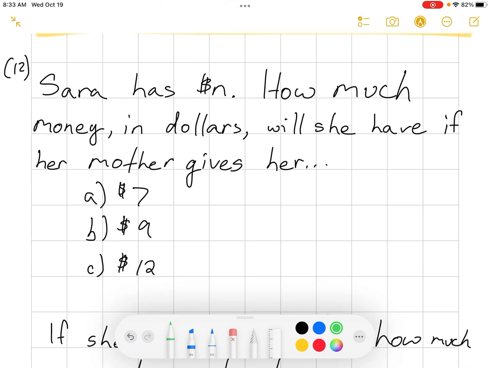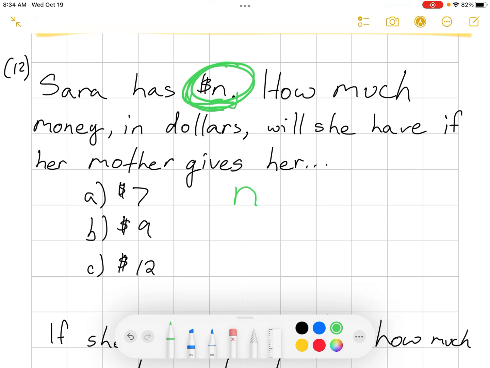Okay, again, Sarah has a certain amount of money. Okay, how much money in dollars will she have if her mother gives her? So this is the amount of money she's starting with. The variable is replacing the amount. So we need to know how much she had in the beginning, or she started with, but we don't know. So that goes here, the N. That's the amount of money she originally started with.